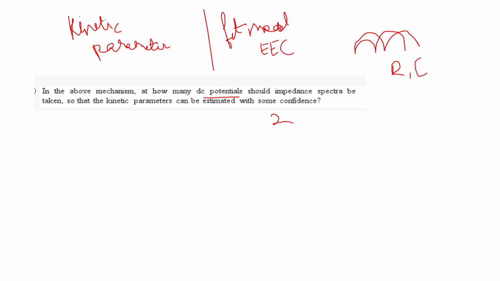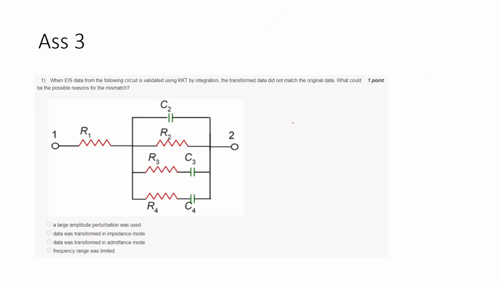Okay. Now it's assignment number 3. When EIS data from the following circuit is validated using KKT by integration, the transformed data did not match well. What could be the possible reason? Large amplitude perturbation was used. So this is from assignment 3. I am discussing questions from assignment 3 also today. So large amplitude perturbation was used. Data was transformed in impedance mode. Data was transformed in admittance mode. Frequency range was limited.